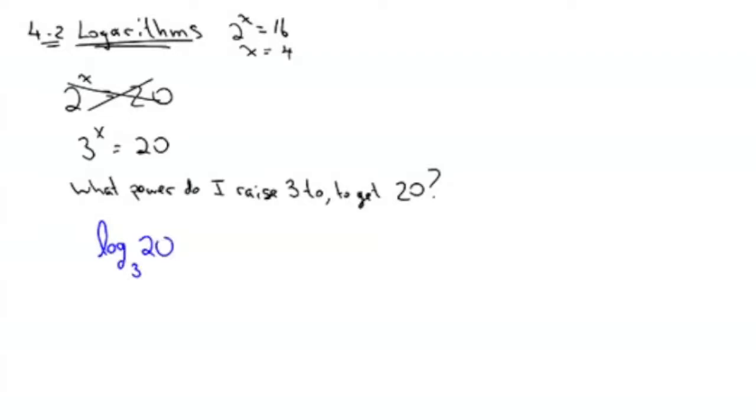That asks the question. They write L-O-G, and all that says is, what power do I raise? The base down here, 3, tells you what the base is going to be. So what power do I raise 3 to? And then the 20 says, to get an answer of 20. So this would actually literally equal x.